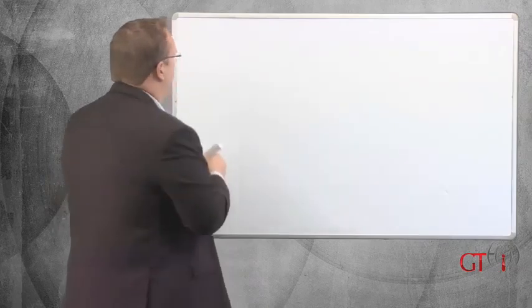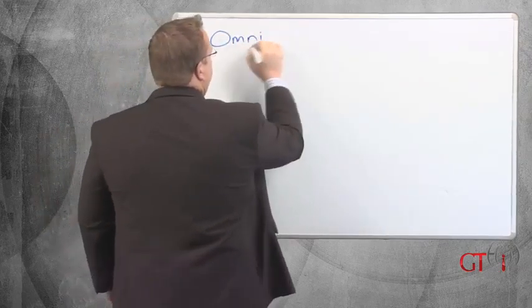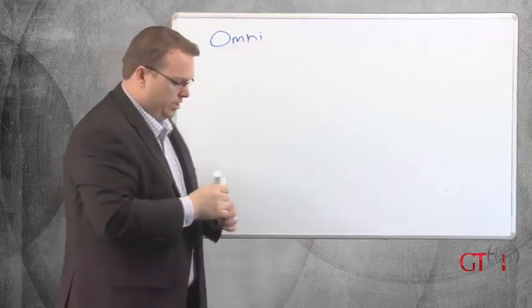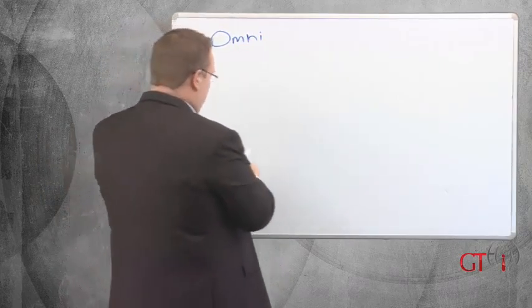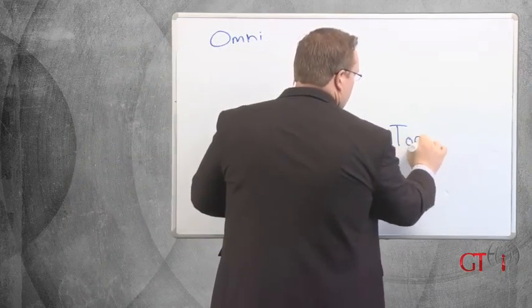The first antenna type is omnidirectional. An omnidirectional antenna has a shape that looks like this. From the top, it will always be a circle.